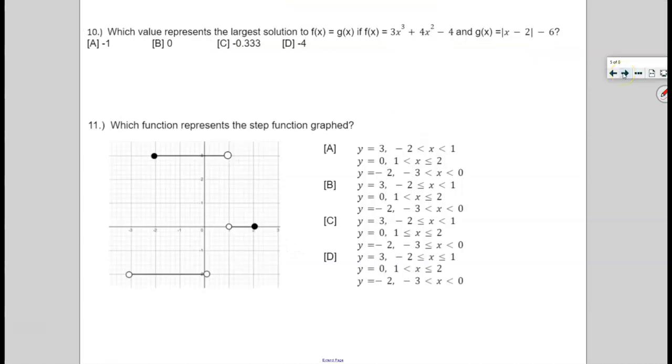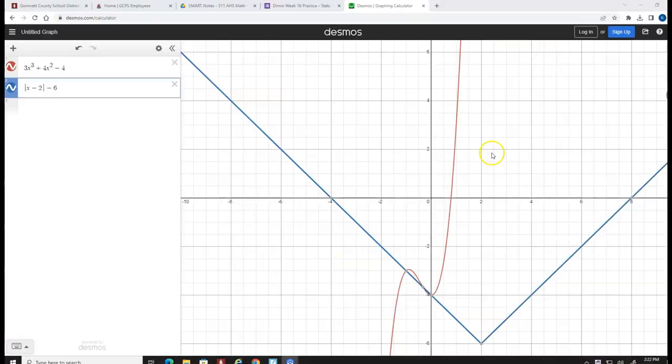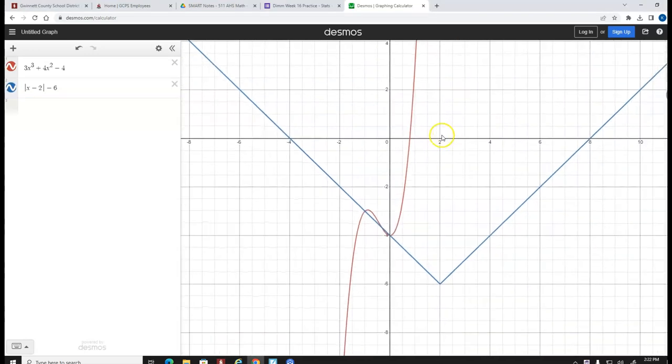Next question, question 10. Which value represents the largest solution? F of x equals g of x. So again, we're going to take these two functions and use Desmos. Let me set that up for you and I'll be right with you. All right, guys, so I put both of those functions in. As you can notice right here, the first function and then the second function, f of x and g of x, are all put in.